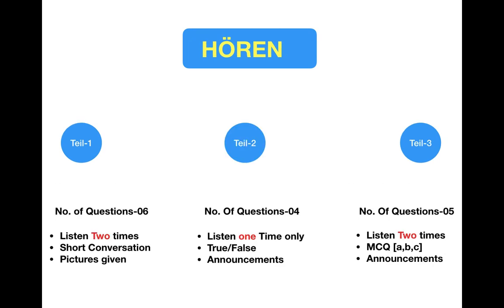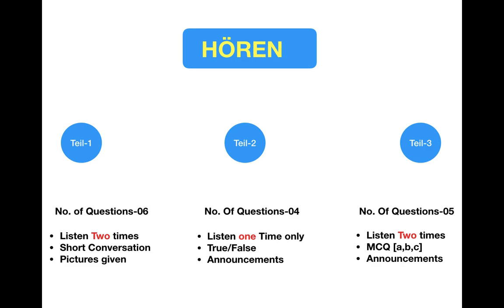Next is the listening part. We say Hören. Hören means listening skills. Again there are 3 parts, 3 Teile. In the first part, the number of questions is 6. You will listen to this part 2 times. It is very important in listening skills whether you will listen 2 times or 1 time. If you are listening 1 time, this part is going to be difficult because you have only 1 attempt. If you miss something, you missed out, you lose marks.